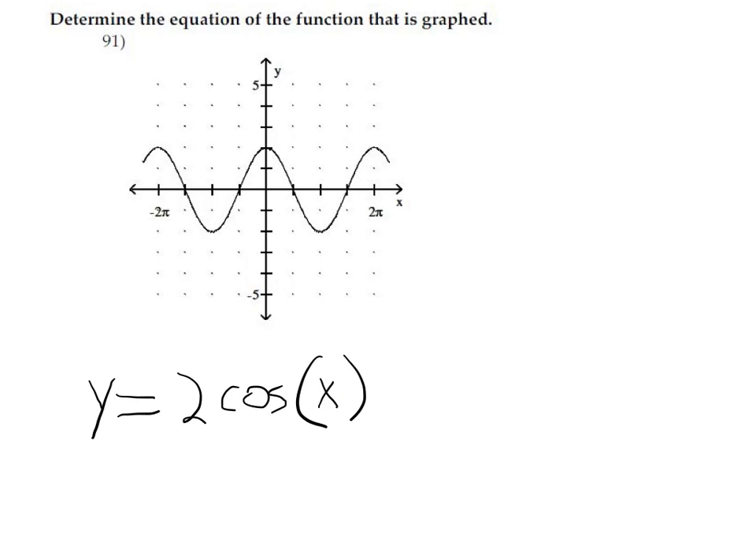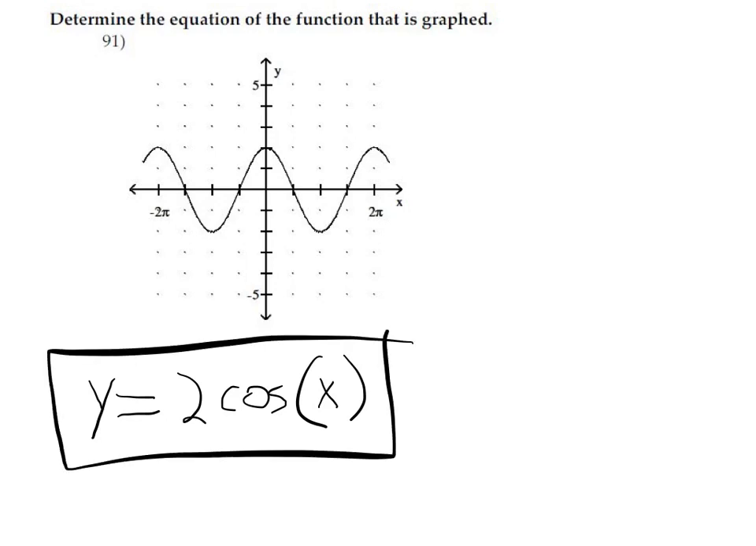And last, is it up or down? And it is not, because its center, where it oscillates up and down from, is at 0. So we don't have a plus 0. So y equals 2 cosine x is the easiest model for this equation. You could also use a sine, and you'd have to shift it left and right, but this is by far the easiest one to do.